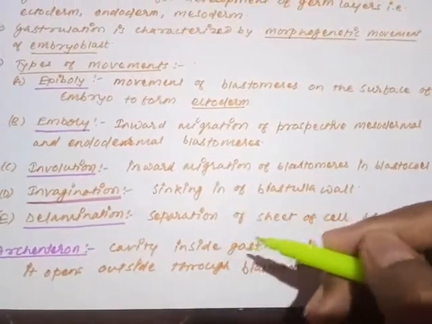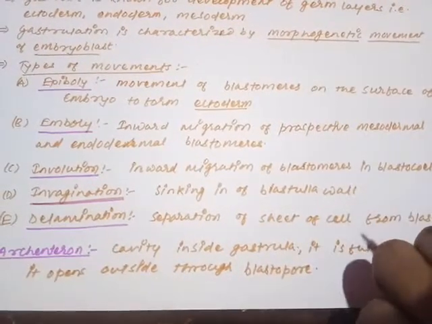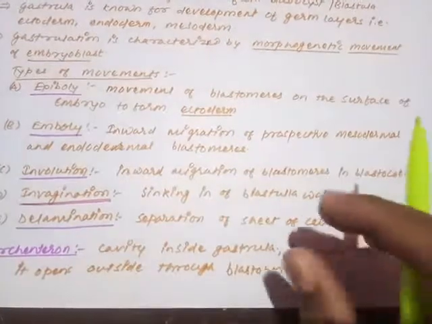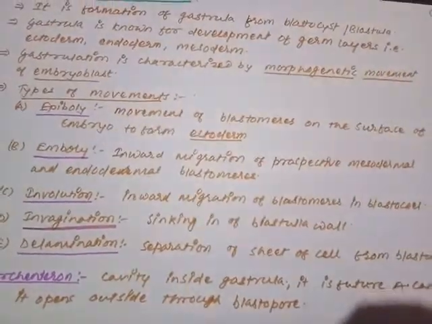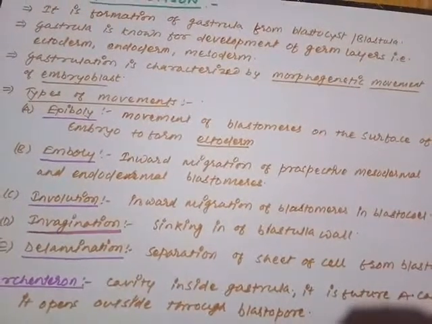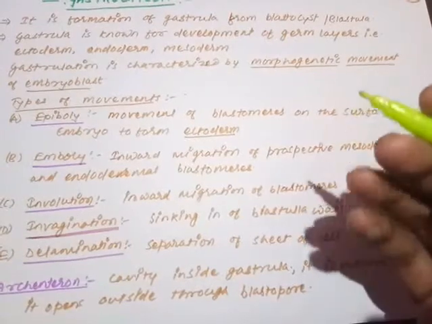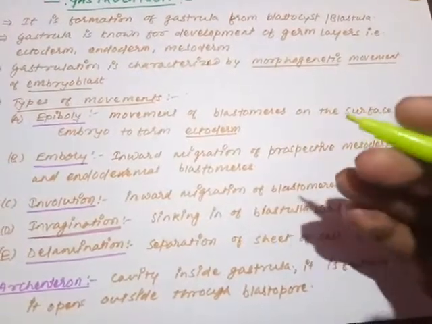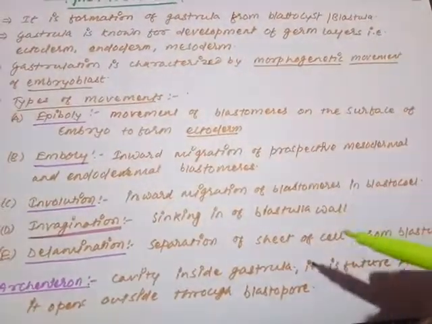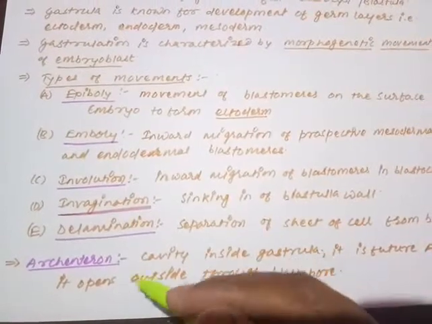Invagination is the sinking inward of the blastula wall. Delamination is the separation of a sheet of cells from the blastula. We'll see that kind of movement when the formation of mesoderm occurs. Here the epiblast cells are going to delaminate from the surface and spread in between the endoderm and the ectoderm. Okay, moving on to the next point, the archenteron cavity.